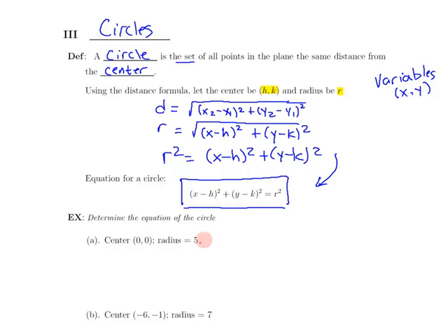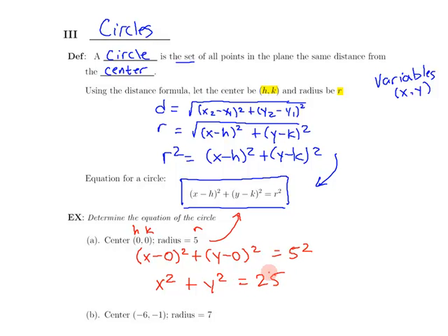If the center is (0, 0) and the radius is 5, that means h and k are 0 and 0 and r is 5. I'm going to plug that into this formula and I will have the equation for a circle. It's going to be x minus 0 squared plus y minus 0 squared is equal to 5 squared. Or if I simplify, x minus 0 is just x, y minus 0 is just y, equals 25. x squared plus y squared equals 25 is the equation for a circle centered at the origin, or at (0, 0), with a radius of 5.